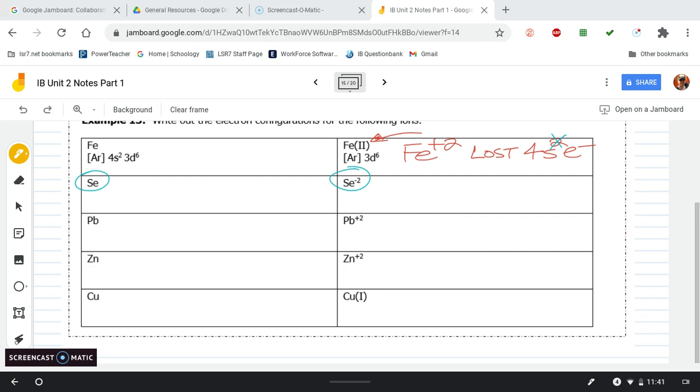So just to kind of sum up on that last one, copper and copper plus one or copper plus two, both could be a big problem. They could be double exceptions.